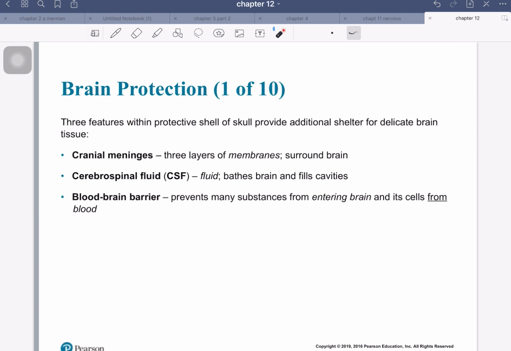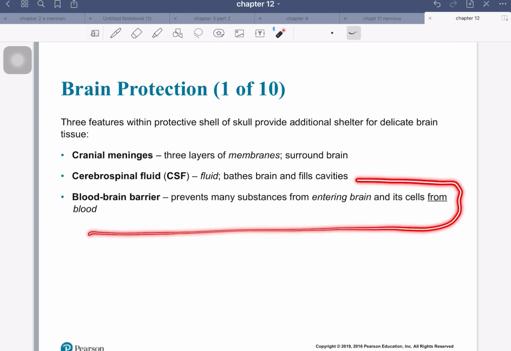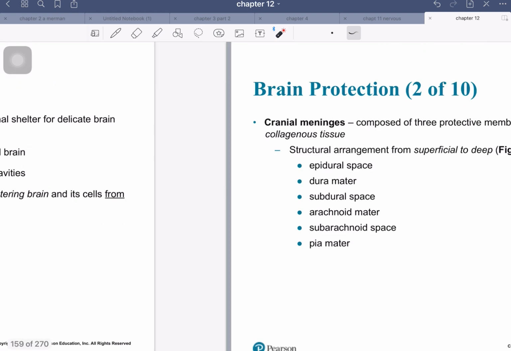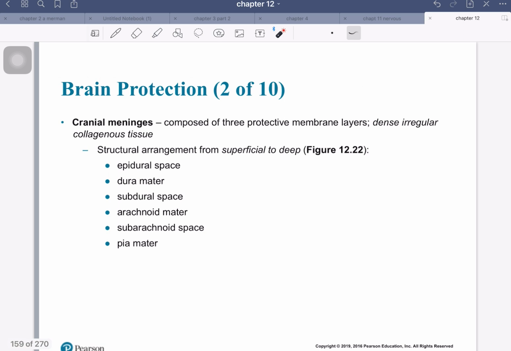And then also we have the blood-brain barrier, which we've talked about before, which prevents many substances from entering the brain and protects the cells from real big swings in terms of chemical composition of their environment. So let's start with the cranial meninges.